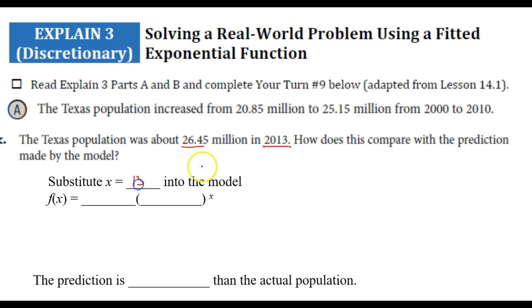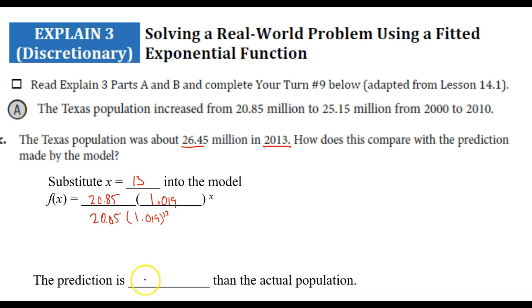And that would be about 13 years. 2013 is about 13 years after that. We're going to use the model that we found in part B. Okay, so here let's go ahead and figure out what 20.85 times 1.019 to the 13th power would yield. So take some time to go ahead and work that out.